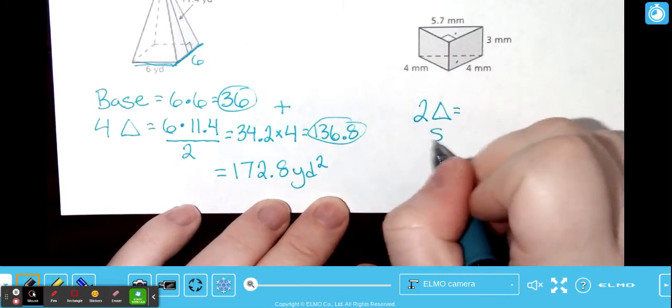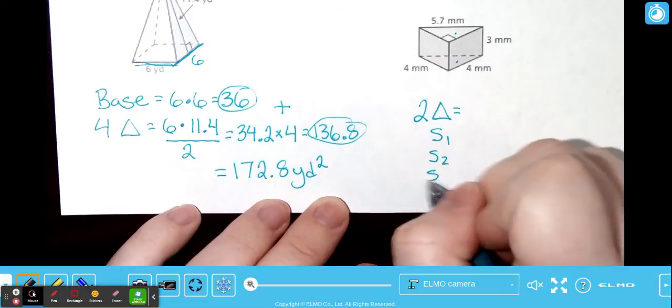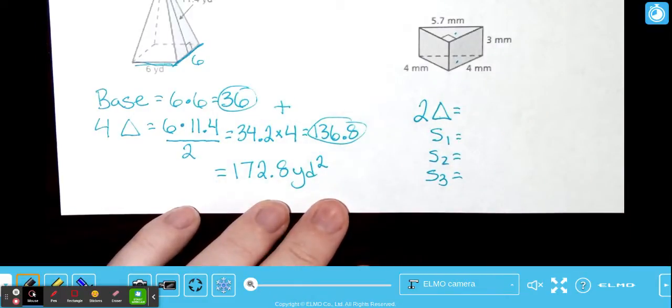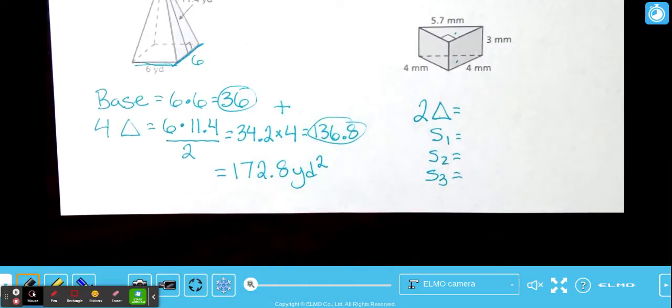Then we have 3 sides that are not necessarily identical. And what shapes are those sides? They're rectangles, yeah. Okay, so we're going to find the area of the 2 triangles. What is the base of the triangle? No. So you have to be really careful here.